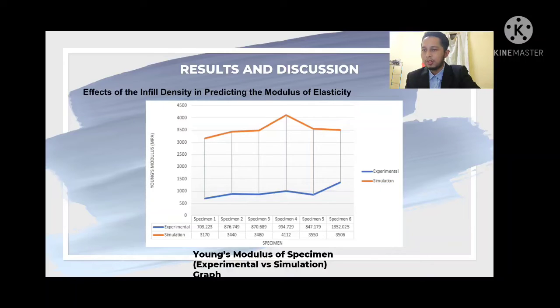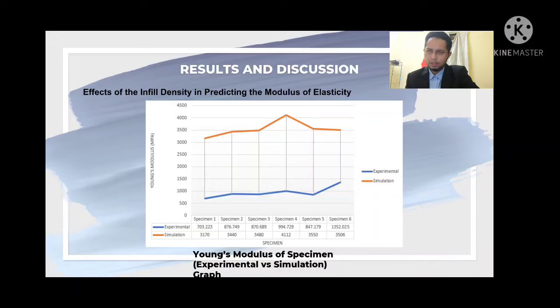From 20 to 40% infill density, it reduces slightly, and then from 40 to 60% infill density, the Young's modulus rises. The Young's modulus then goes down from 60 to 80% infill density. The highest infill density, which is 100%, has the highest Young's modulus as well as the highest increment. This is due to each layer developing a strong link with the next layer at 100% infill density. The trend seems to be increasing steadily.